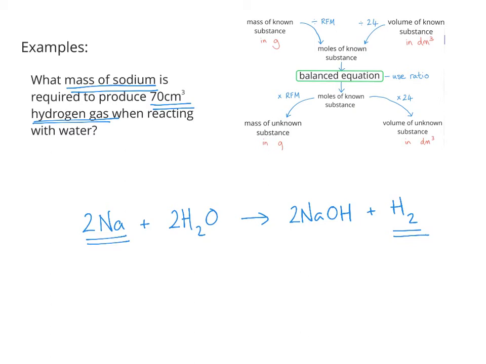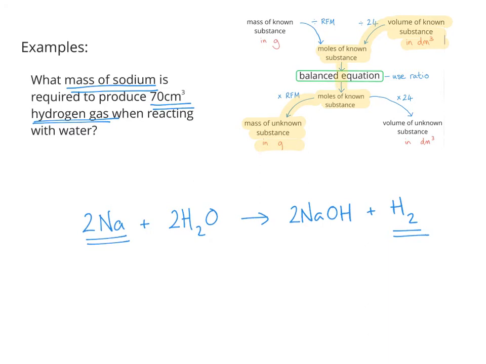So what do I have? Well, I have the volume of a known substance in decimeter cubed, and I want to know the mass of an unknown substance. So that you can see which direction I'm going in, I'm going to go to here, I'm going to go through the balanced equation, and then I'm going to go here. So those are my steps that I'm going to follow.